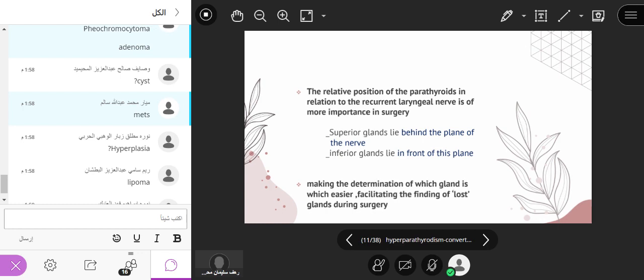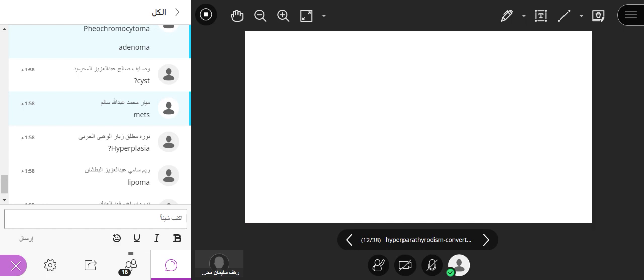The relative position of the parathyroid in relation to the recurrent laryngeal nerve will help us to determine which gland has been lost during surgery, since the superior gland lies behind the plane of the nerve, while the inferior gland lies in front of the nerve.